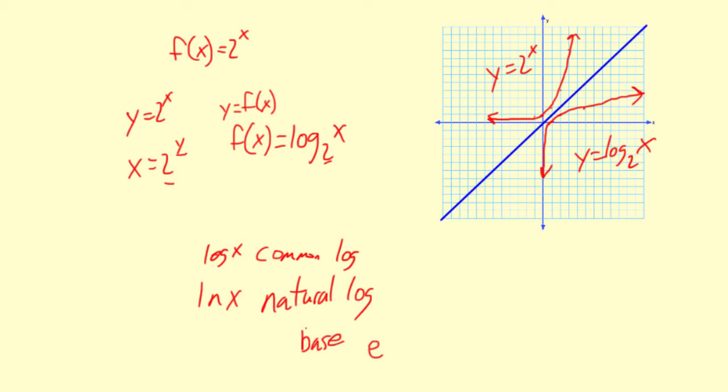And it's called natural log because base e is, in exponential functions, called the natural growth factor. So common log is base 10, natural log is base e. So that's the big picture about logarithms.